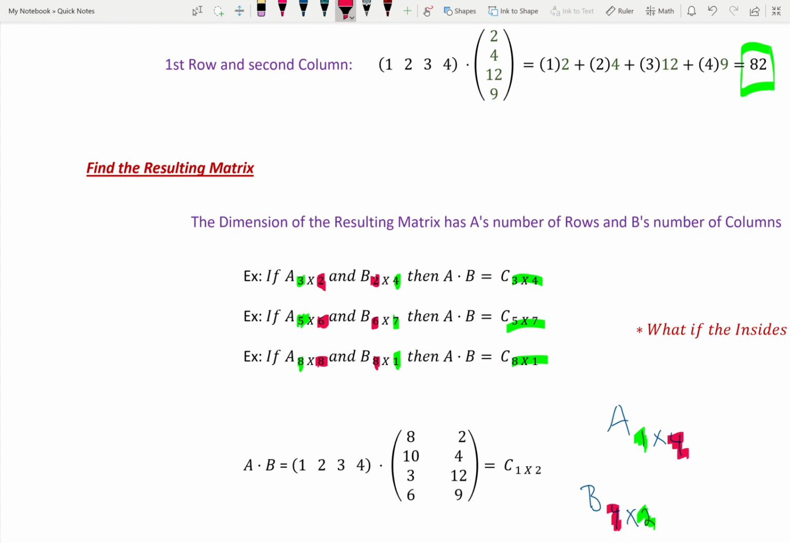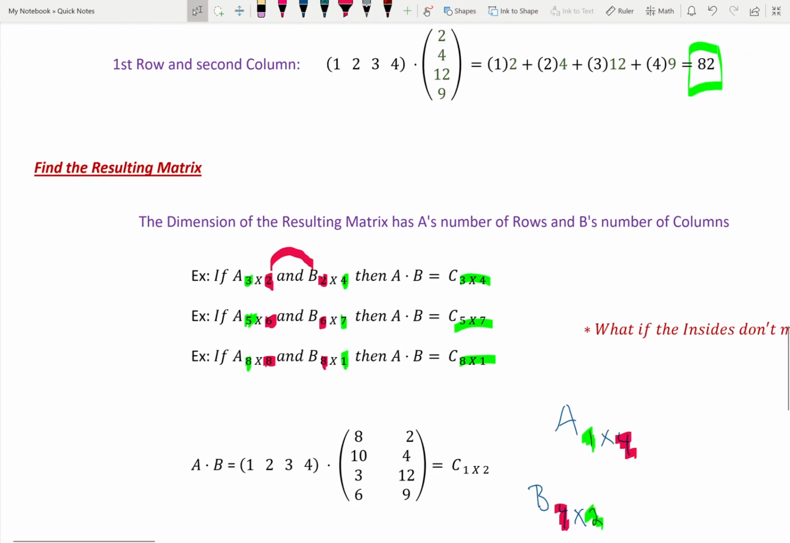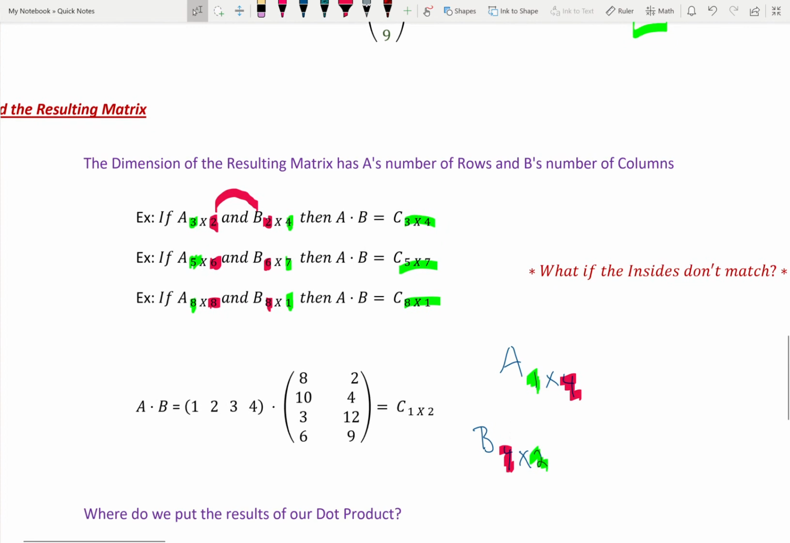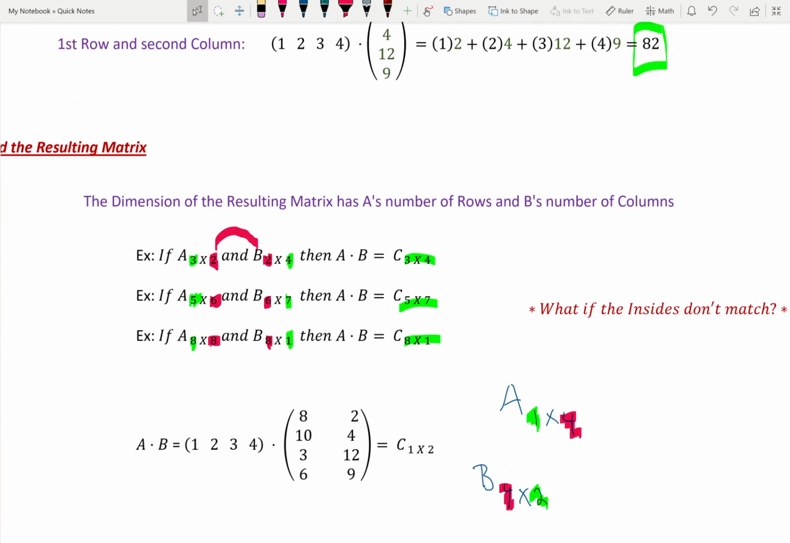So actually, this is a rule of matrix multiplication. If you're multiplying two matrices, these two inner values have to match. If those two insides don't match, then you cannot perform matrix multiplication with those two matrices. So always make sure before you start multiplying matrices that the columns of the first matrix have the same value as the rows of the second matrix.